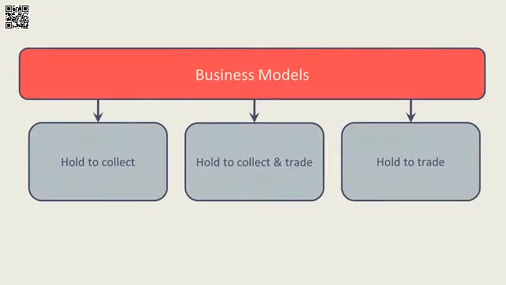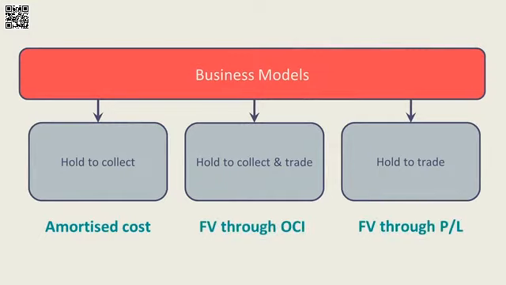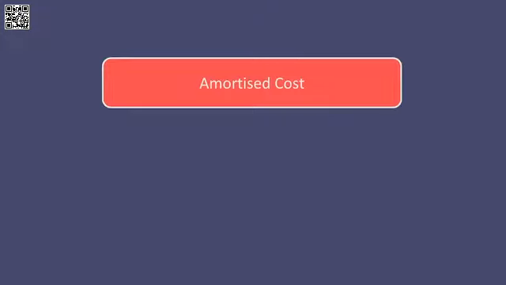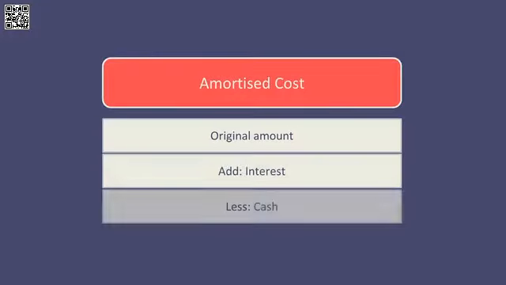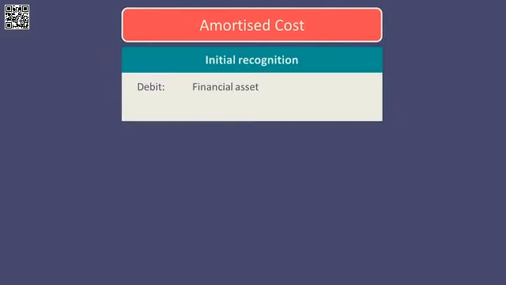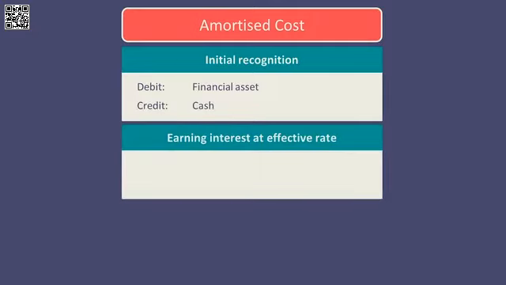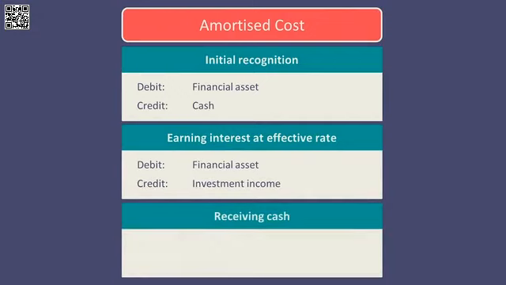So what we see then is three measurements: amortized cost, fair value through OCI, and fair value through profit and loss. Now amortized cost is one area that people do get stuck on, and it's a very simple measurement. It's calculated by taking the original amount plus the interest less the cash. So when we originally invest in an asset, it's a debit to financial asset, a credit to cash. When we then earn interest at the effective rate, we debit financial asset and credit finance income. And when we receive cash, it's debit cash and credit financial asset.